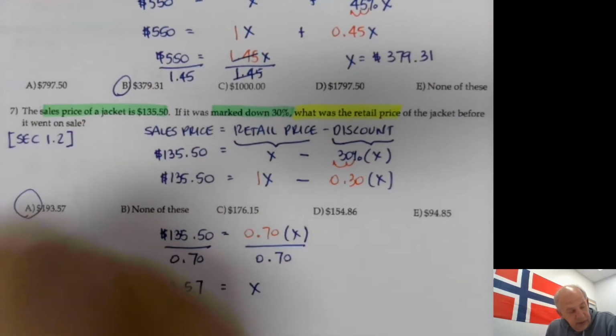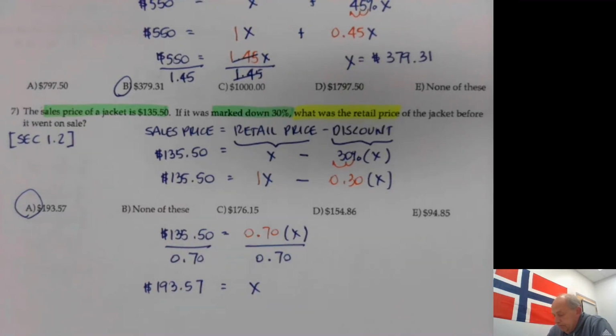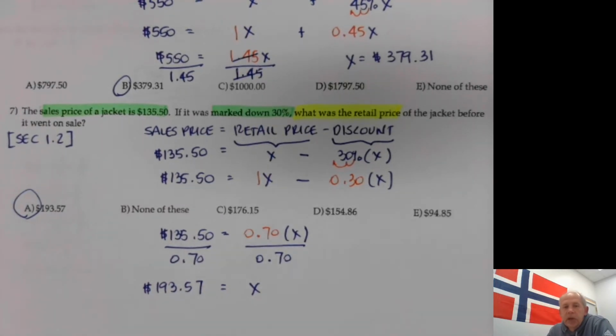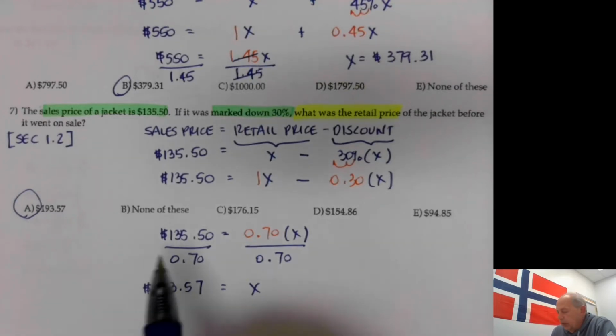There's what I would have for that one. So that was the original price of the jacket before it went on sale to us at $135.50.